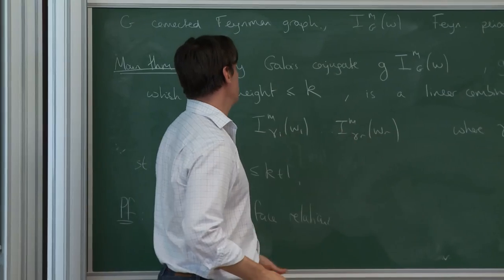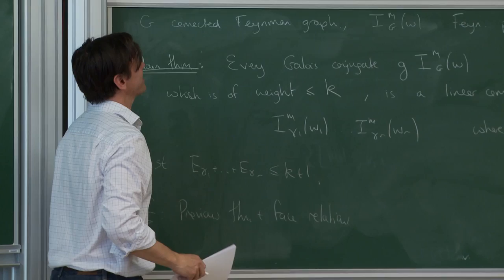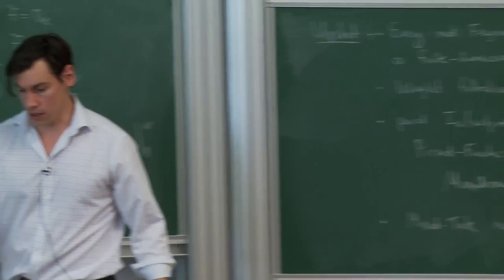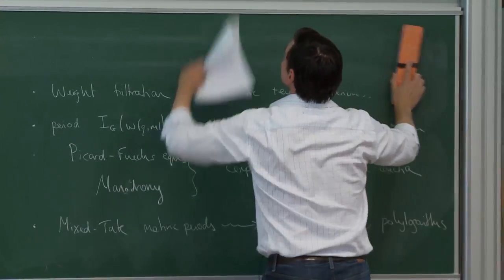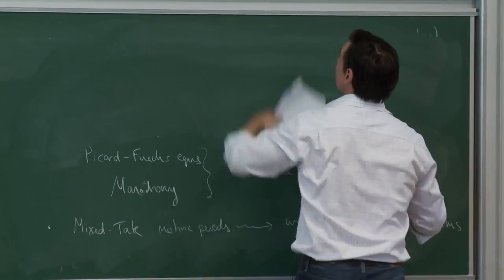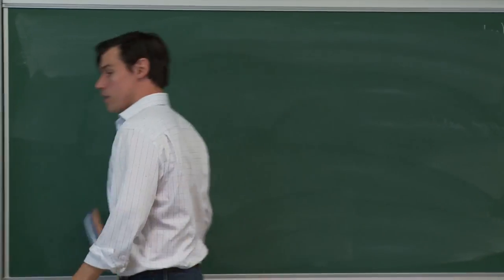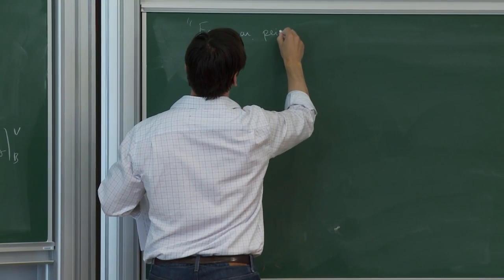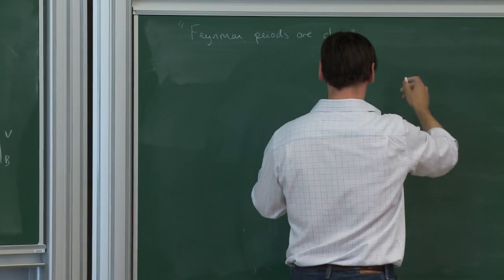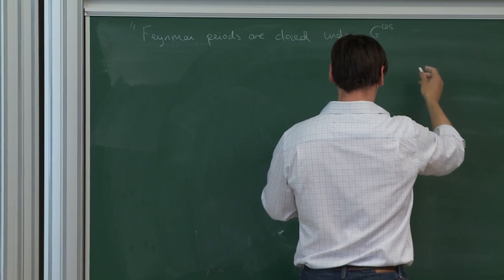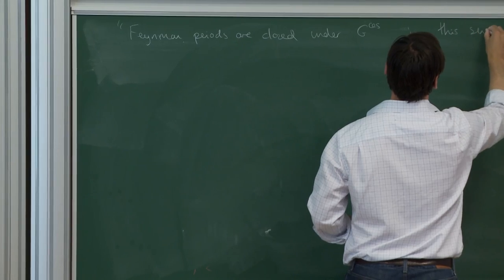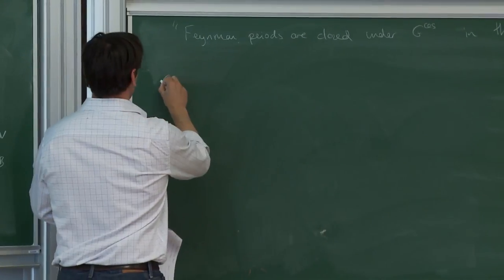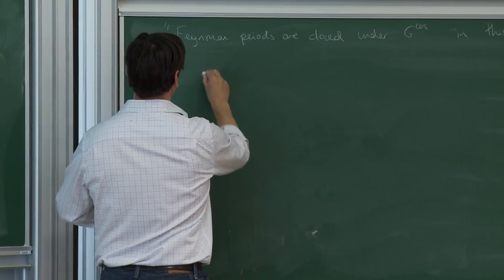Well, in particular, every Galois conjugate, it doesn't change much. Okay, so what is this theorem saying? It's saying that not every Galois conjugate is the period of a smaller graph, but every Galois conjugate of small weight is the period of a smaller graph. So we want to think of this as a statement of the kind: Feynman periods are closed under the action of this Galois group with this single restriction. So that's a very strong constraint on amplitudes, and so I will now explain how to make this work. So this is the principle of small graphs.